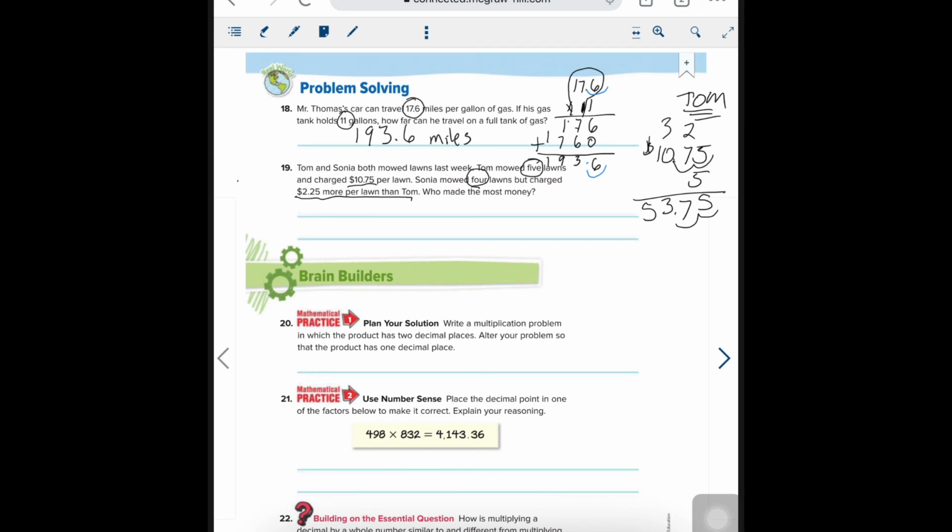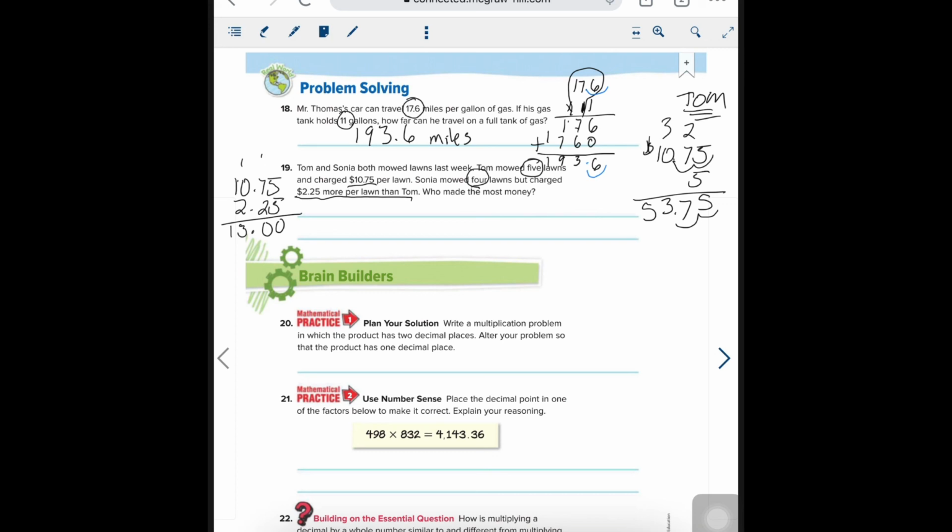All right, Sonia, she did a little bit more per lawn. So $10.75 plus 2.25. 5 plus 5 is 10. Drop the 0, bring up the 1. 7, 8, 9, 10. Bring down the decimal right there. And then 1 plus 2 is 3 and 13. So she earned $13 a lawn.